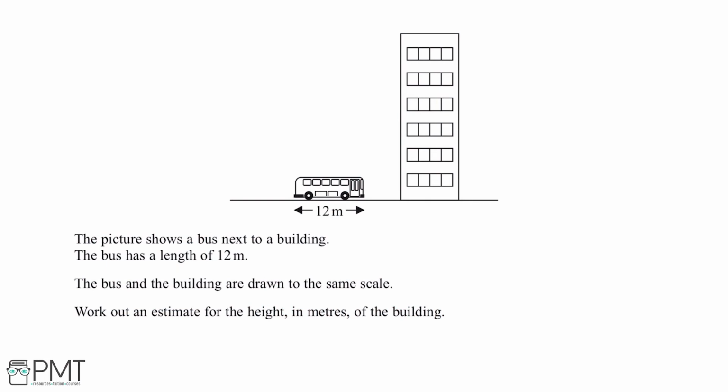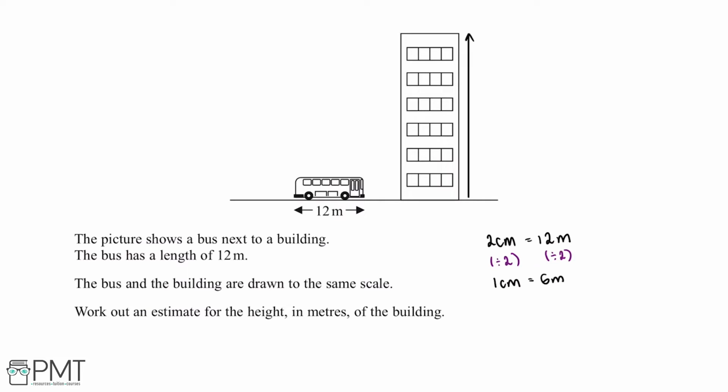The picture shows a bus next to a building. The bus has a length of 12 metres. The bus and the building are drawn to the same scale. Work out an estimate for the height in metres of the building. So the first thing we'll want to do is work out how many metres each centimetre in this drawing is equal to. So if we measure the length of the bus using a ruler, it should measure 2 centimetres. And because the bus is 12 metres, then this means that 2 centimetres represents 12 metres. And if we divide this by 2, then this shows us that 1 centimetre represents 6 metres.